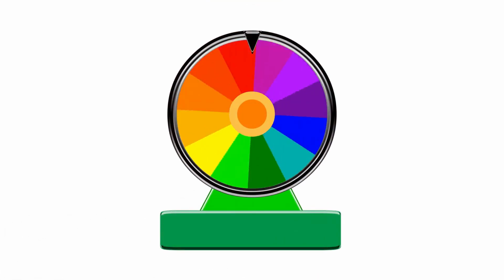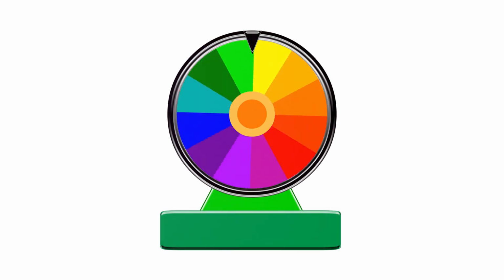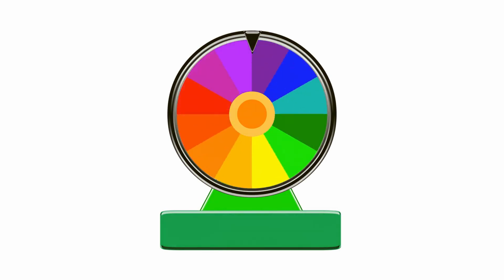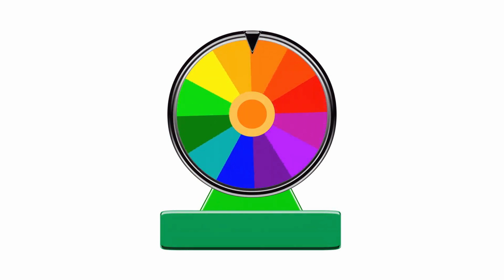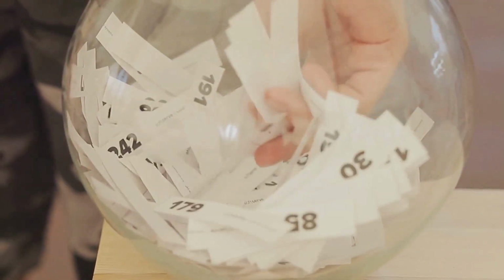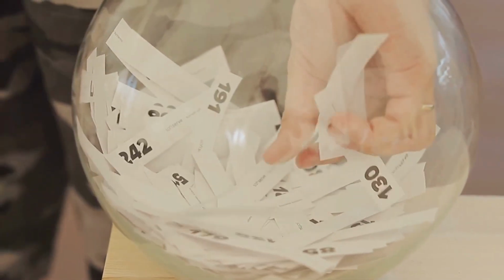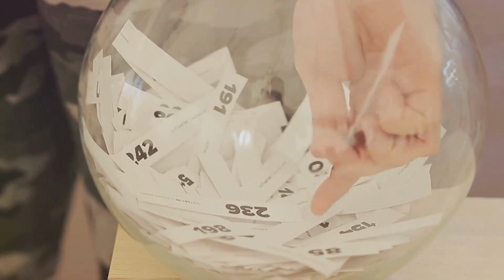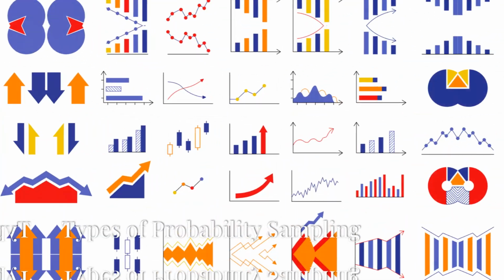Let's start with probability sampling, a technique where every member of the population has a known and non-zero chance of being selected. This method relies on random selection, ensuring that the sample is representative of the population.